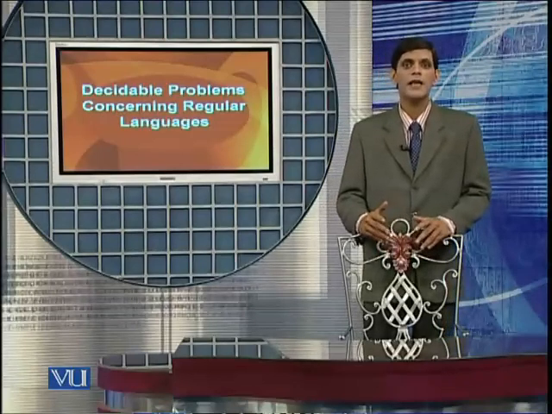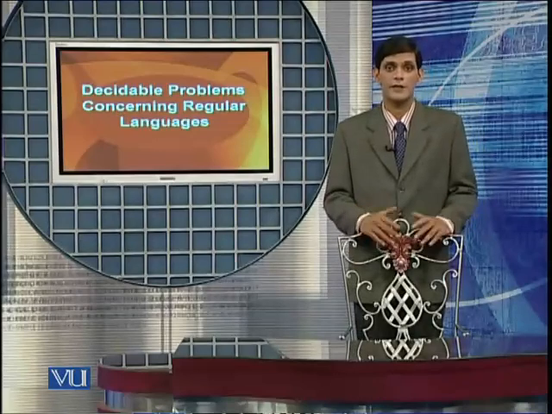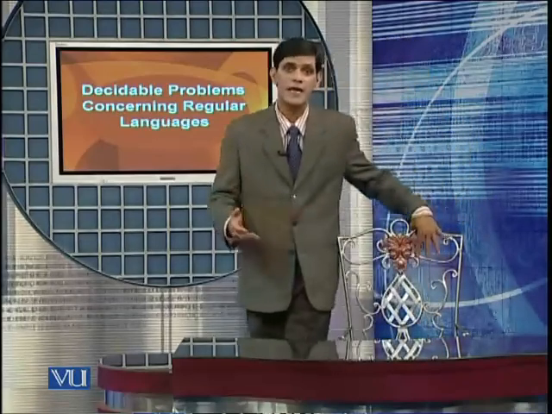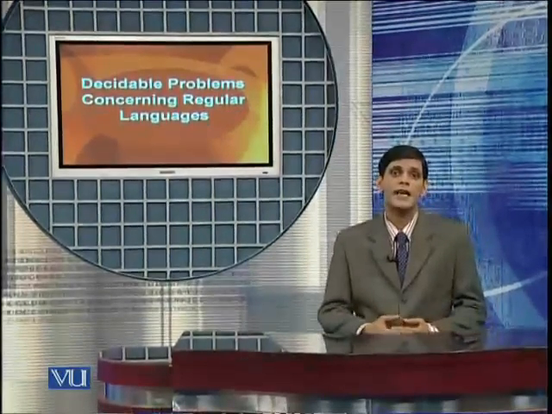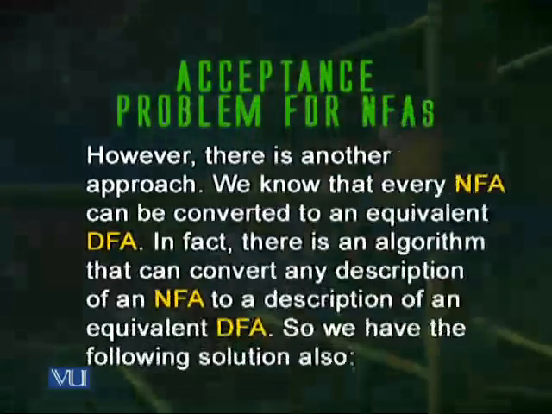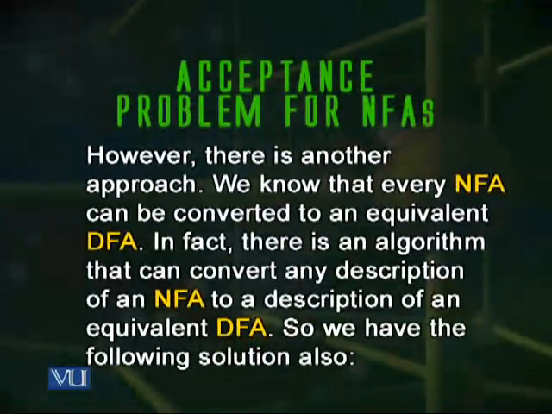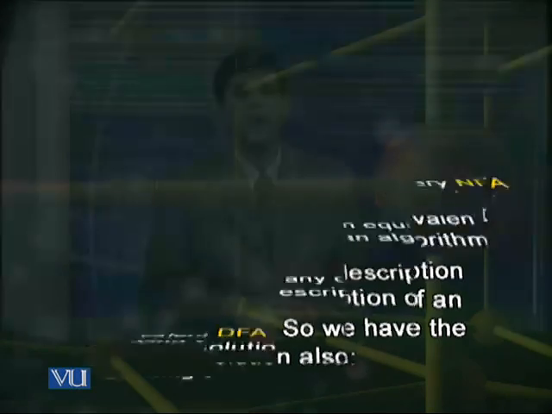However, there is another way to show that this language is decidable. You have studied that every NFA can be converted into an equivalent DFA. You must have studied that in your previous automata course. You also know that given an NFA, there is a mechanical procedure, an algorithm that converts the NFA into a DFA. So what we can do is use that algorithm to design our Turing machine. Suppose you're given an NFA and a string and you want to know if this string is accepted by the NFA. What you can do is take the NFA and convert it into a DFA first.